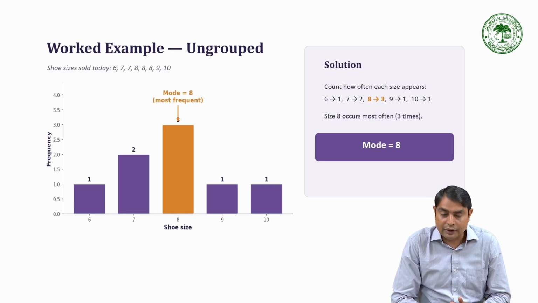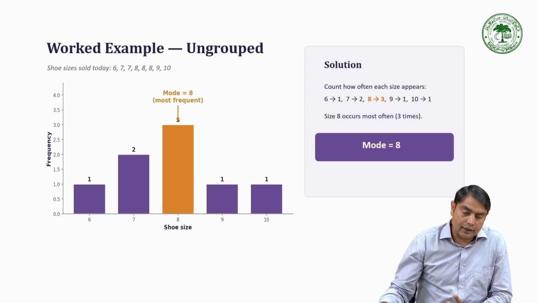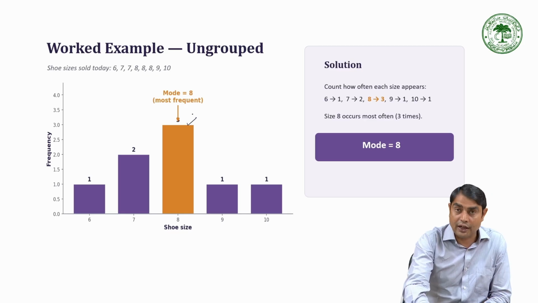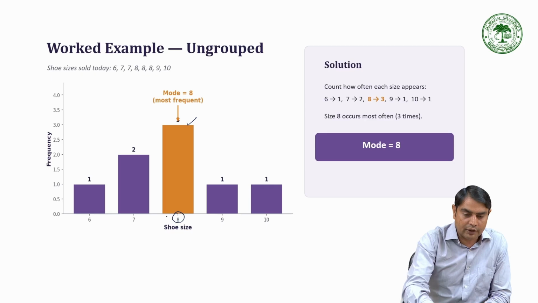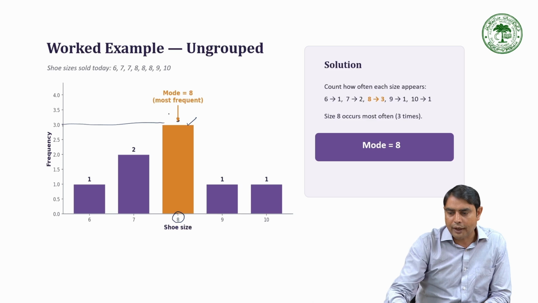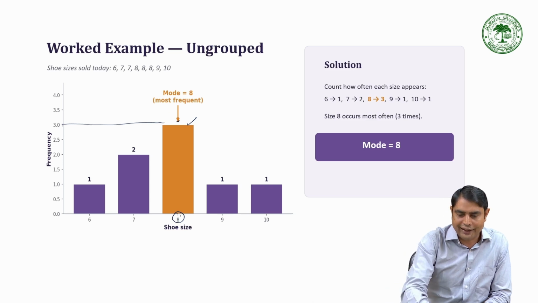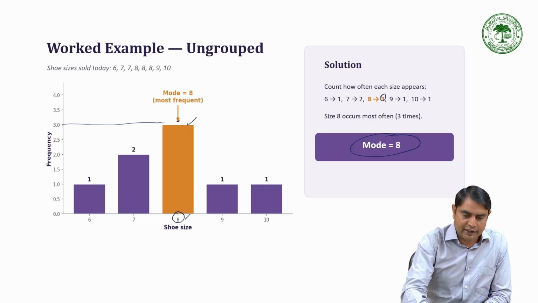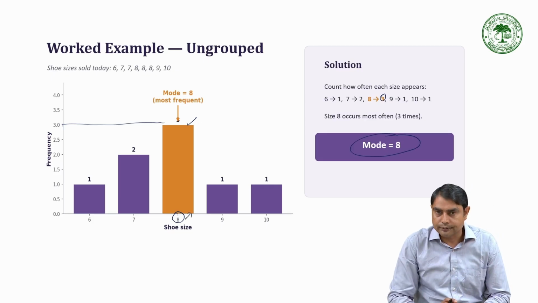So in this case, I can see the class with the highest frequency. Size 8 is high in demand, having a frequency as high as 3. So this is what my mode is. My mode is 8 because it has the highest frequency of 3. Size 8 is my mode, right?